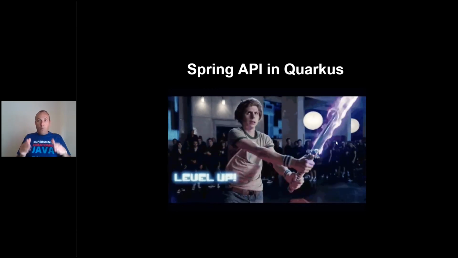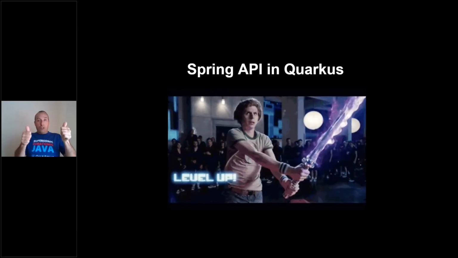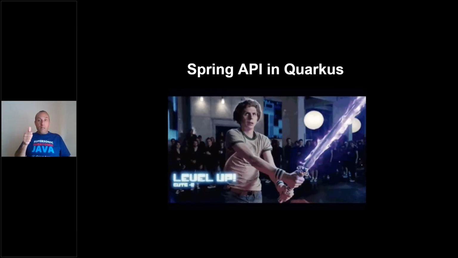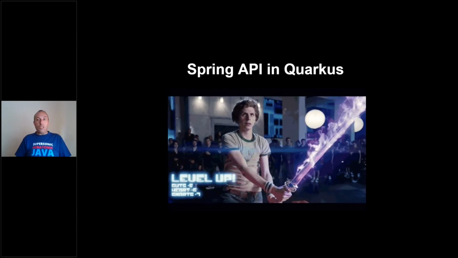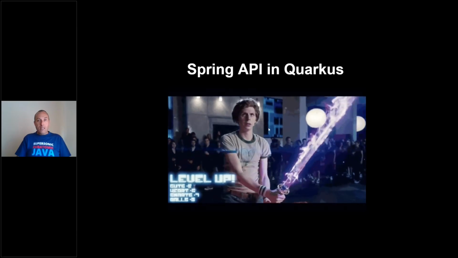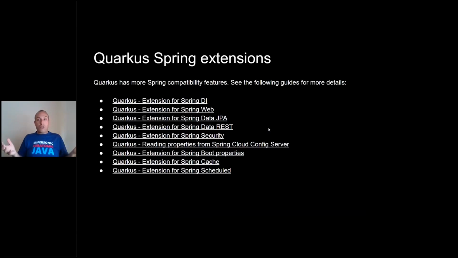So we've reached a point where, as you can see in the movie Men in Black, forget everything. So there is an easier way to do this migration of a Spring application. Let's see what it is. Using Quarkus Spring extensions. In this case, there's an extension for Spring dependency injection, Spring Web, Spring Data JPA, Spring Data REST, Spring Security, even for Spring Cloud Config Server, Spring Boot Properties, Spring Cache, and Spring Schedule. So you don't have to touch your code if you are using those extensions.